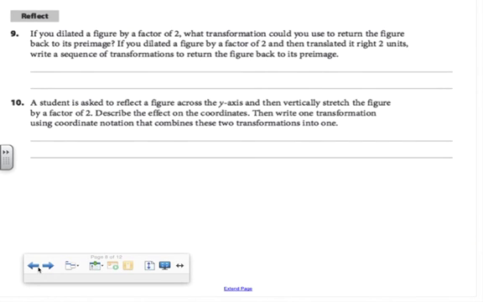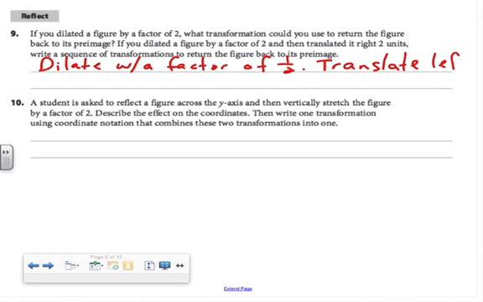If you dilated a figure by a factor of 2, what transformation could you use to return the figure back to its pre-image? Once again, I talked earlier about how you just want to do the opposite of what you had just finished doing. So, dilate with a factor of 1/2. If you dilated a figure by a factor of 2 and then translated it right 2 units, what sequence of transformations would return the figure back to its pre-image? Translate left 2 units, and then dilate with a factor of 1/2.